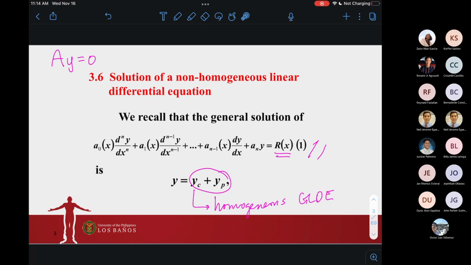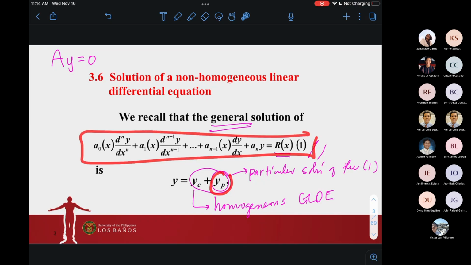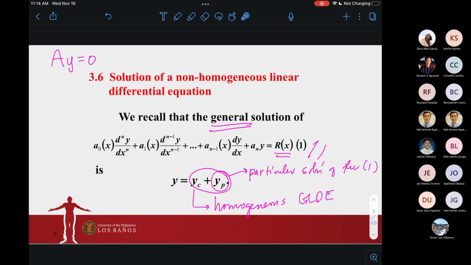Ano si y sub p? Siya ay isang particular solution of equation 1. Remember, ang hinahanap natin ay general solution. We're looking for a general formula for all possible solutions of equation 1. Ang sabi ng slide na to, ang general solution na yon ay general solution ng homogeneous GLDE plus one specific solution of the non-homogeneous linear differential equation.